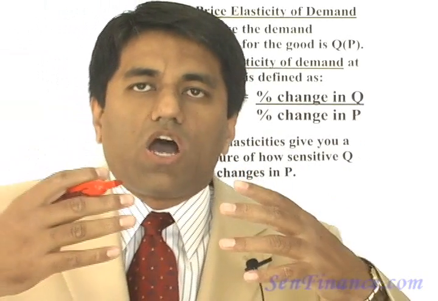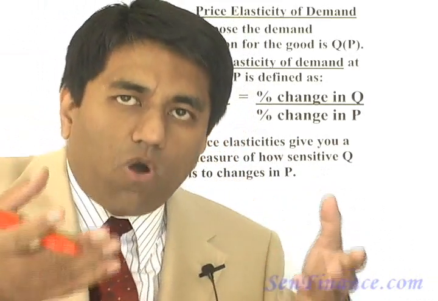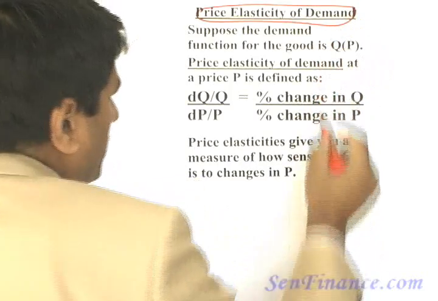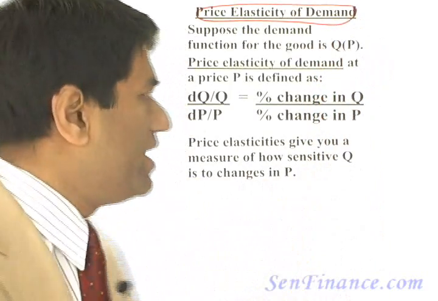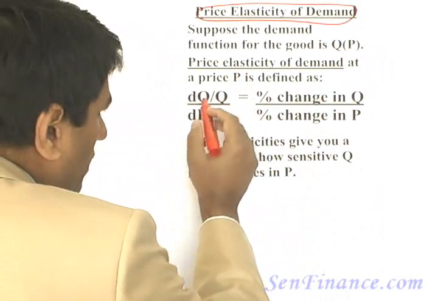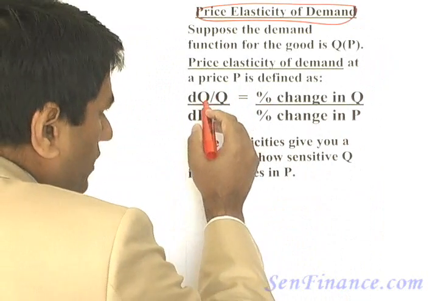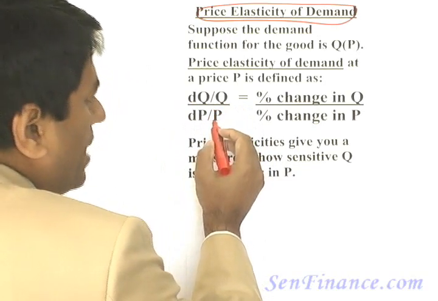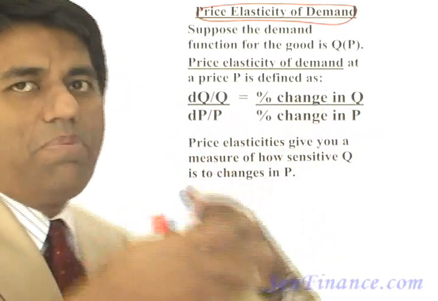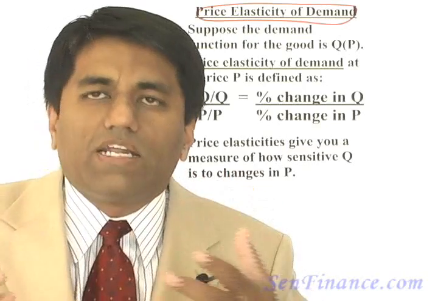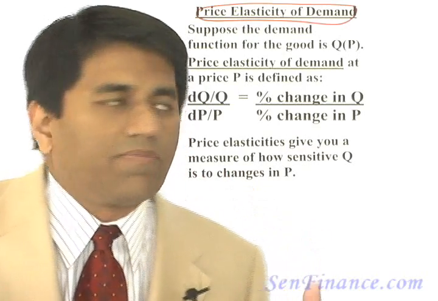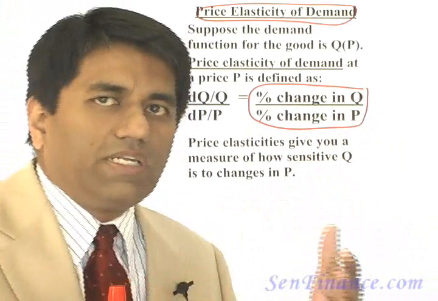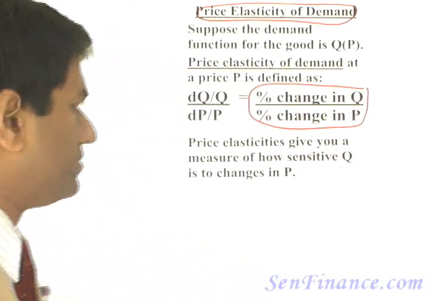Now we come to a measure of the sensitivity of quantity demanded to price. It is called price elasticity of demand. It is defined as the change in quantity divided by quantity, divided by the change in price divided by price, and that is equal to the percentage change in quantity divided by the percentage change in price. So this is the most common way to define it. Percentage change in quantity divided by percentage change in price.